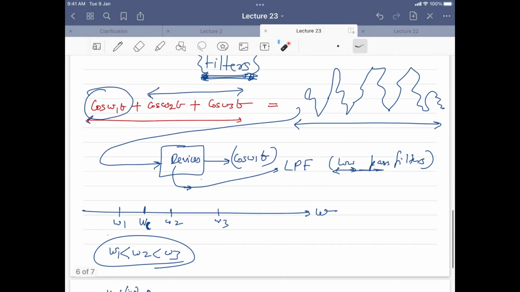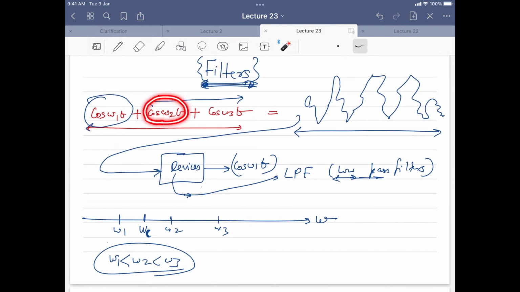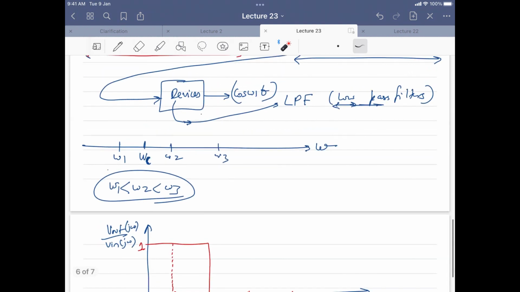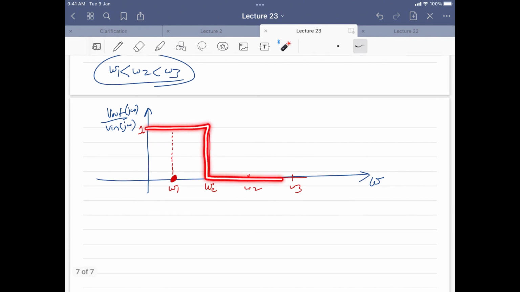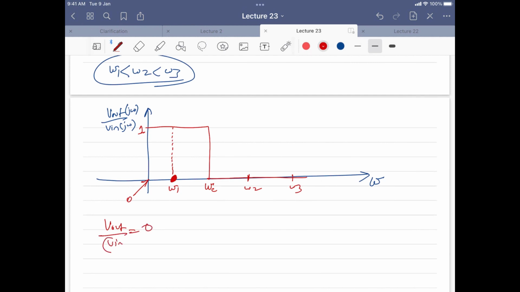But now when you pass cos omega 2t in this hypothetical circuit, this is the characteristic of the circuit. What is the gain at omega 2? At omega 2 we have 0 value, right? That means V out by V in is 0. So when you put V in as cos omega 2t and multiply, your V out will become 0. Similarly, for omega 3 also it will be 0.